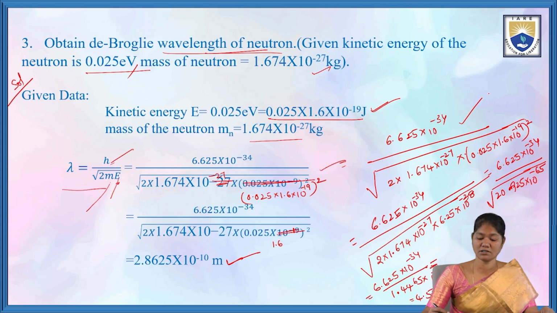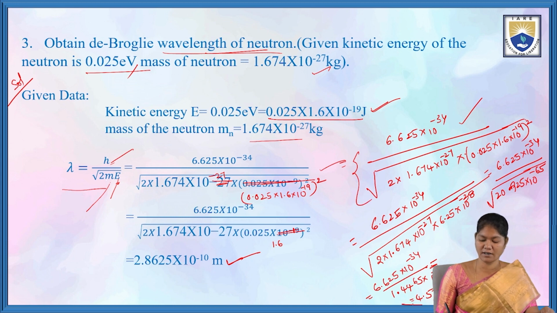So calculating this value, we got the wavelength of the neutron 4.5798 into 10 power minus 2. So this is the solution.